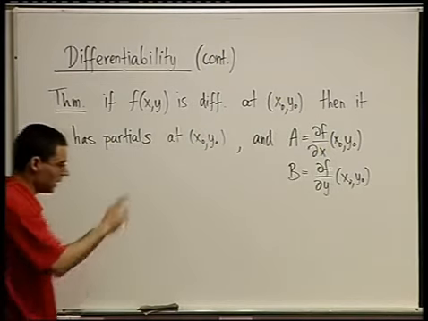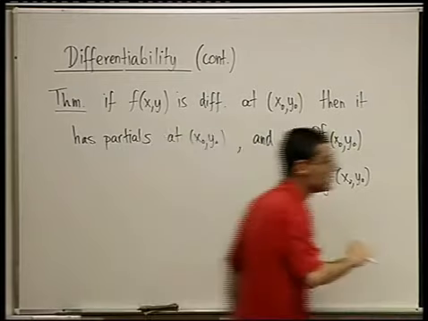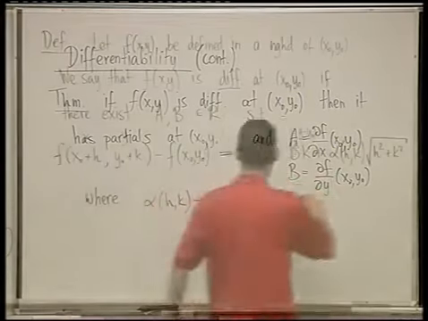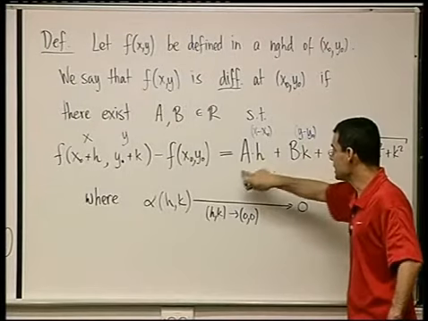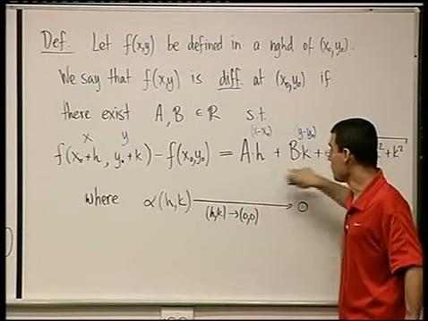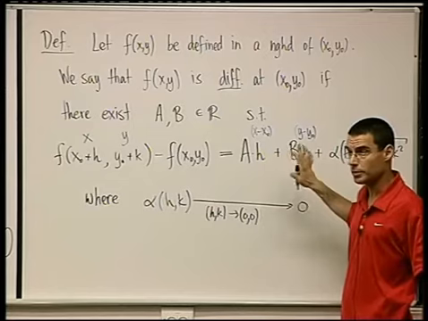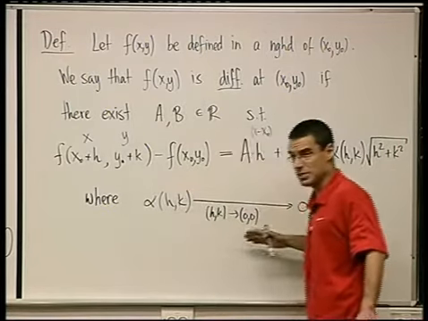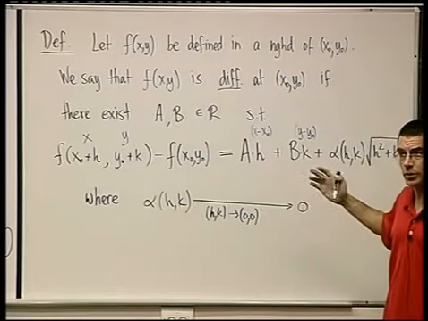By the way, let's look at the definition just for a second here on this board. So remember, we have these A and B, and I want to prove that they're none other than the partials. Okay, but just a comment before we do that. This, of course, generalizes easily to more variables.